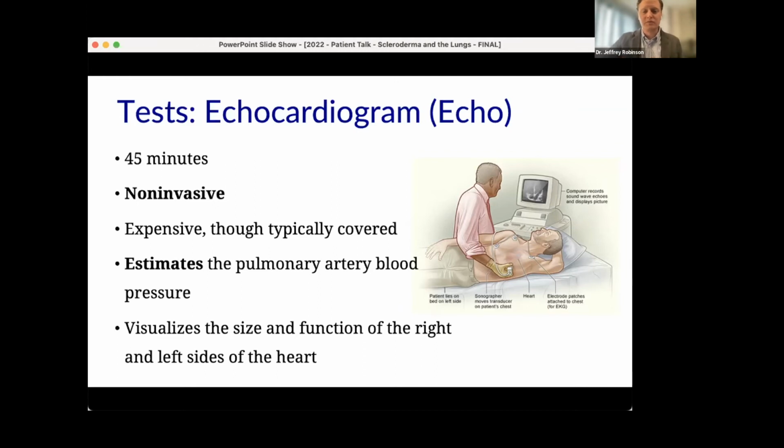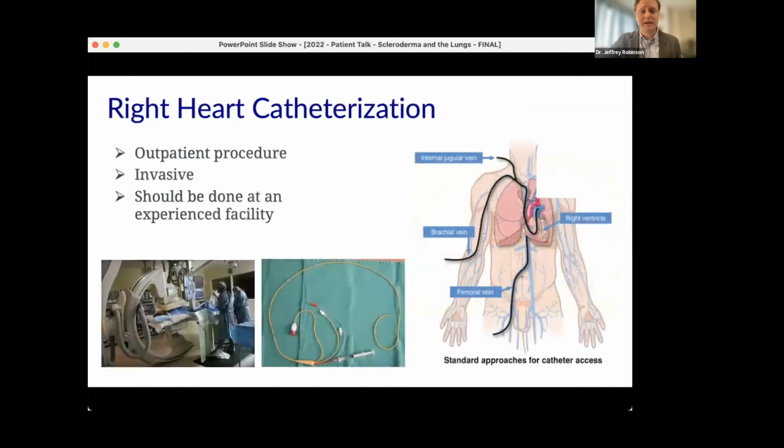But again, it can give us really good hints and push us to do a more definitive diagnostic test. And that definitive diagnostic test is something called a right heart catheterization. This sounds worse than what it really is. I hope that those of you that have been through this can attest to that.